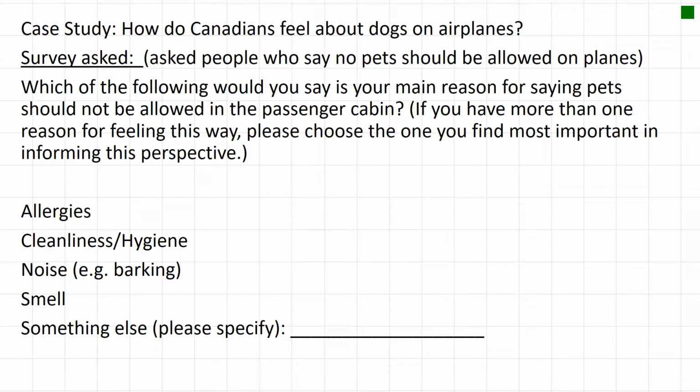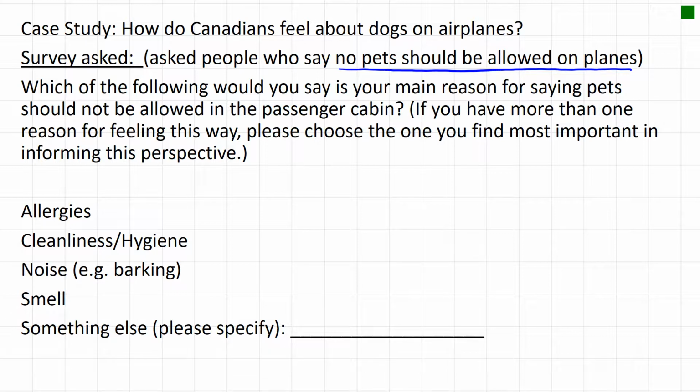So let's take another look at another case study. How do Canadians feel about dogs on airplanes? So the survey that was conducted only asked this question of people that said they don't want pets on the airplane. So you're only asking people that already said no pets, and they're looking for the reasons why they would say that. So which of the following would you say is your main reason for saying pets should not be allowed in the passenger cabin?